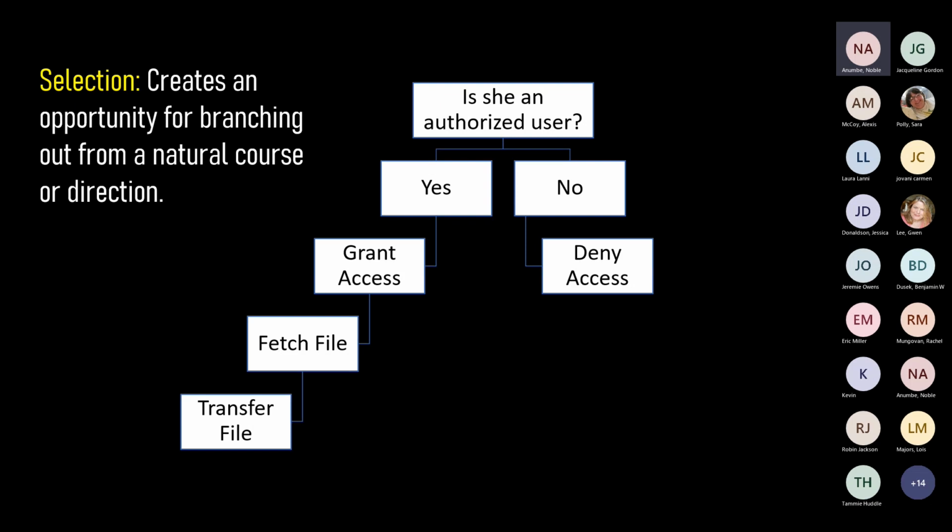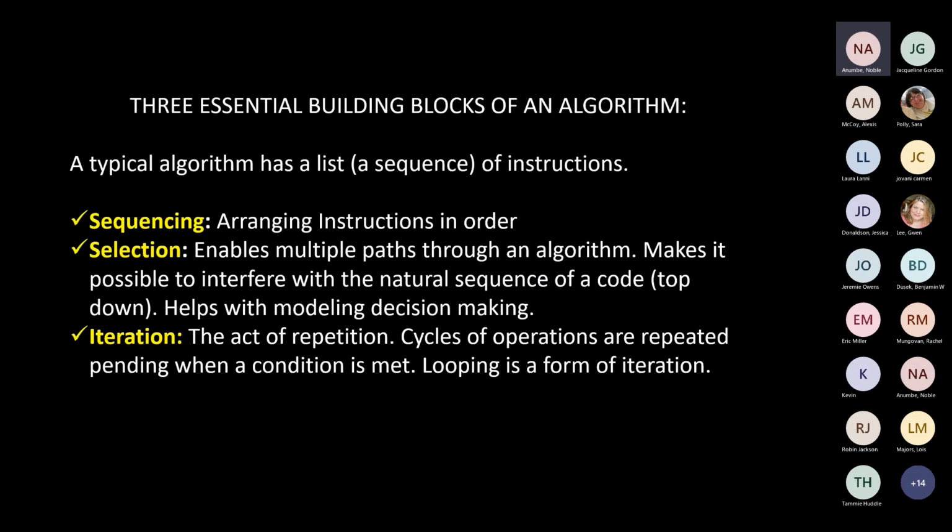If it's yes, then you grant her access. After you've granted her access, the next instruction or line of code, right, is fetch the file. It gets the file from somewhere, and then it transfers the file to Mary. If the answer is no after the system has checked, and then it automatically denies access. So all of this is not executed. That's an example of selection.